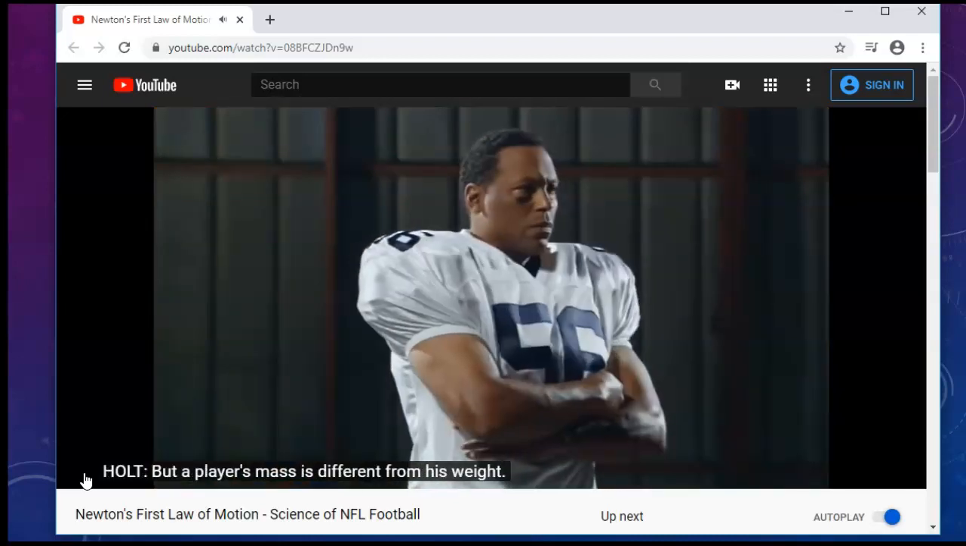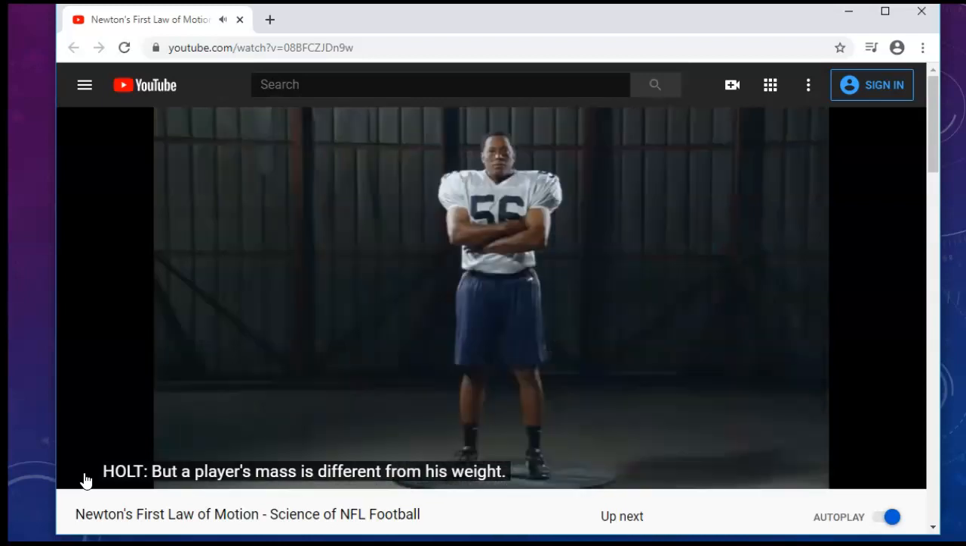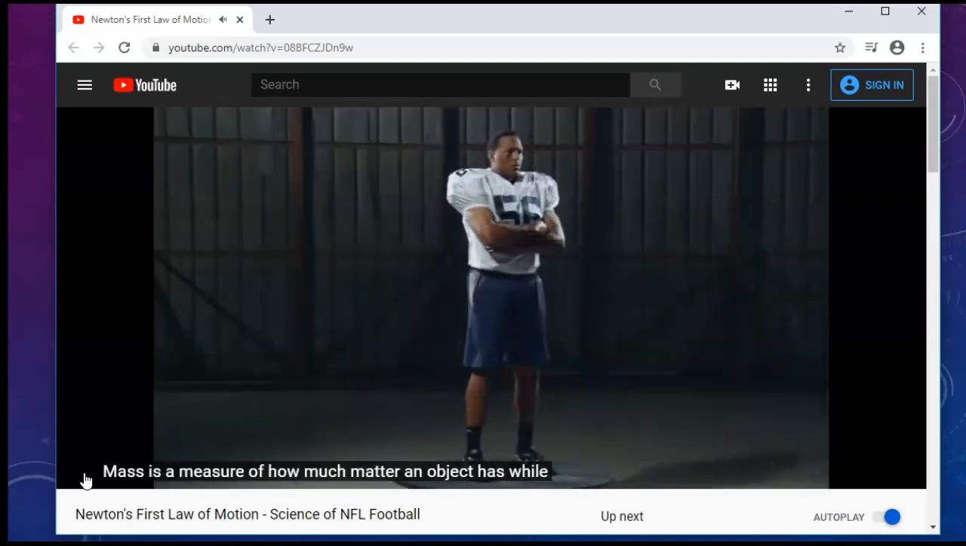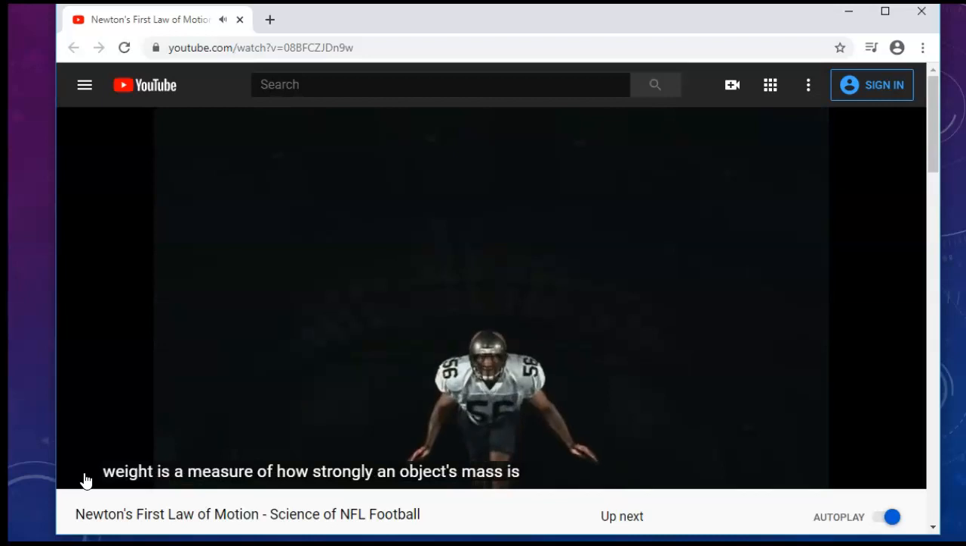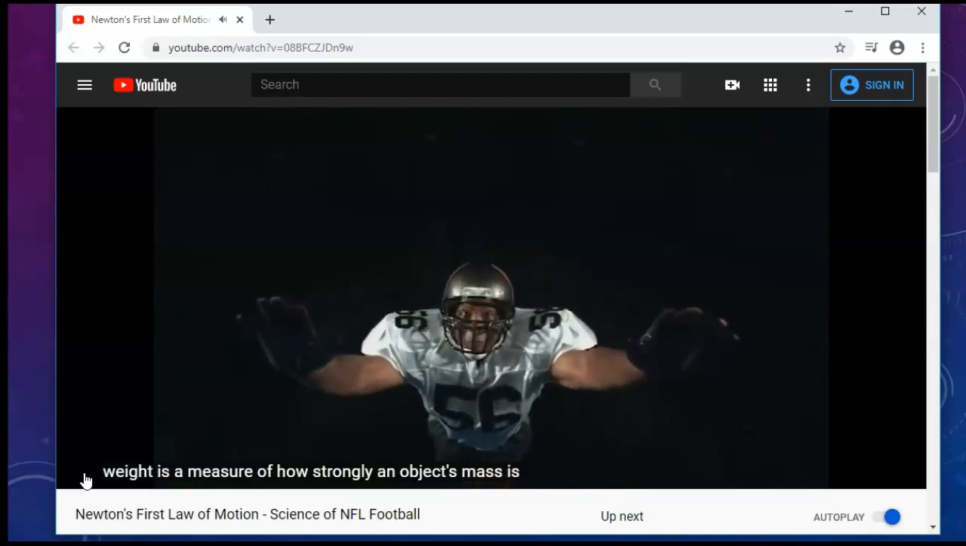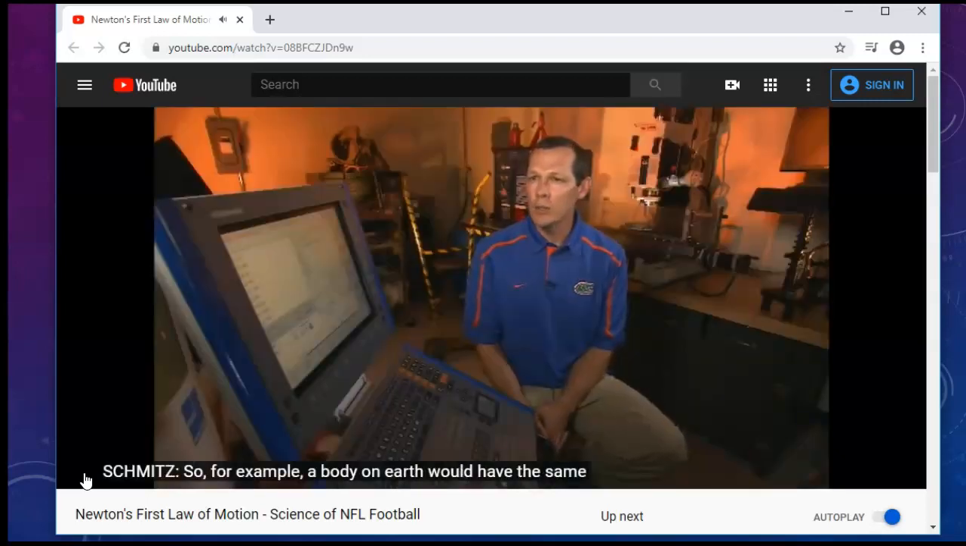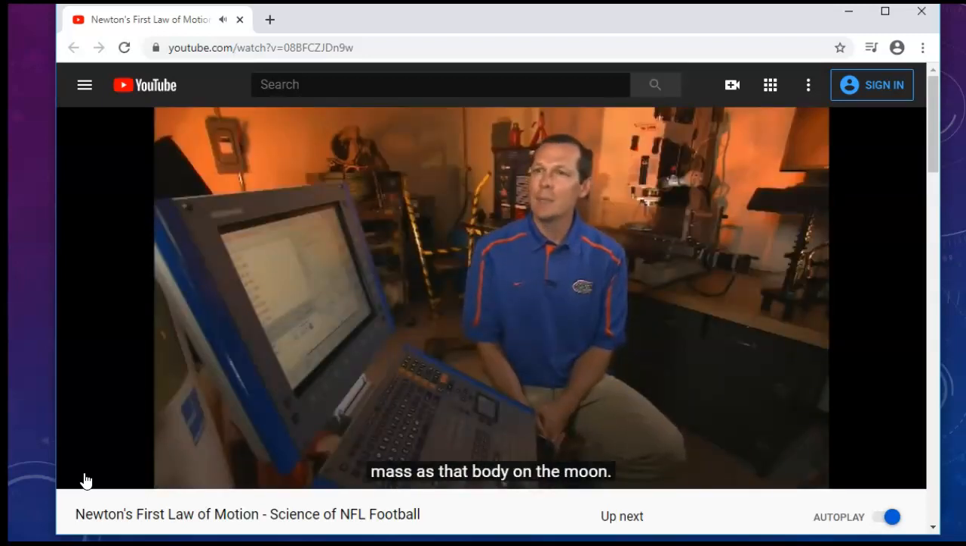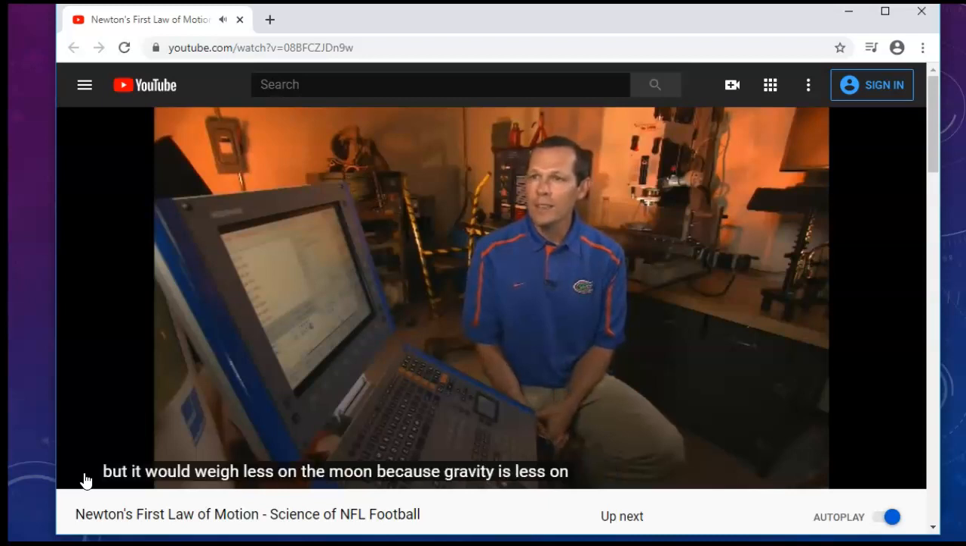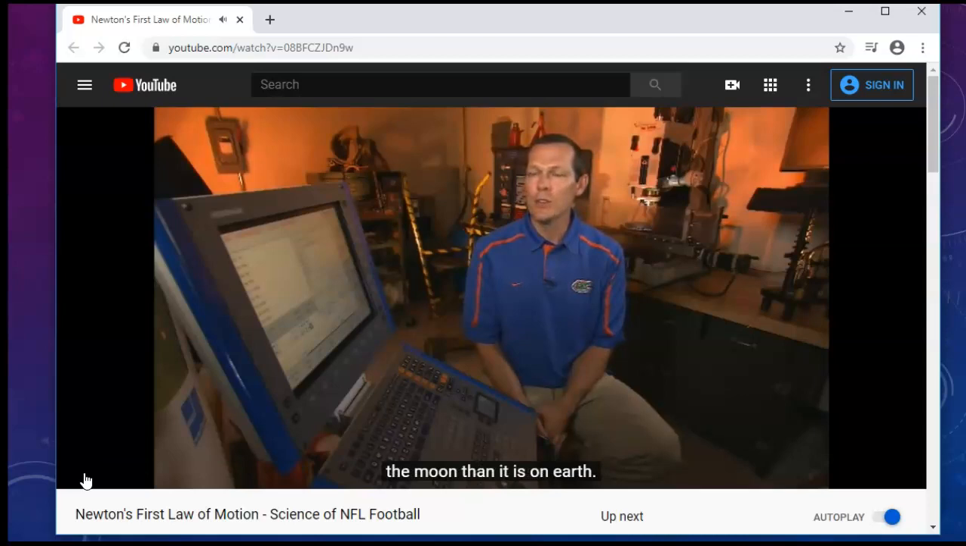But a player's mass is different from his weight. Mass is a measure of how much matter an object has, while weight is a measure of how strongly an object's mass is attracted by gravity. So for example, a body on Earth would have the same mass as that body on the moon, but it would weigh less on the moon because gravity is less on the moon than it is on Earth.